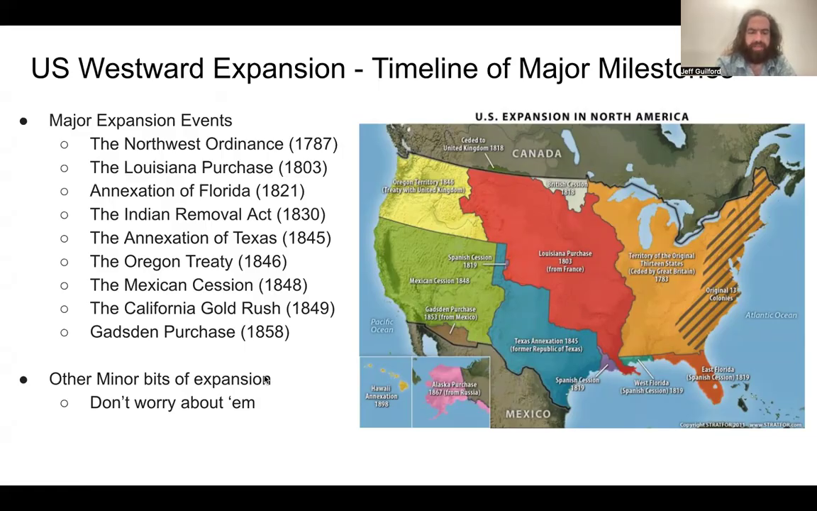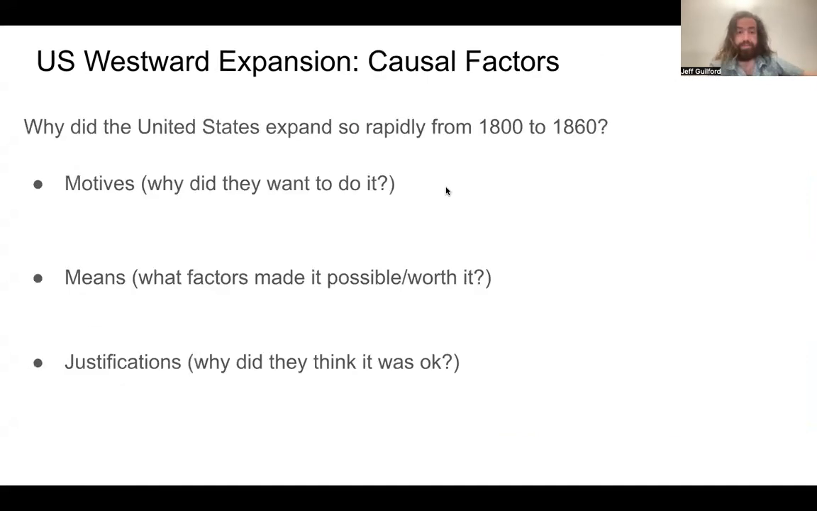We'll skip some little tiny bits. Don't worry about them. We're not going to talk about the British cession up here or the Gadsden Purchase down here. Don't worry about it. It's not a big deal. We're going to be focusing on these big chunks like Louisiana, Texas, the Mexican cession, and the Oregon Territory.